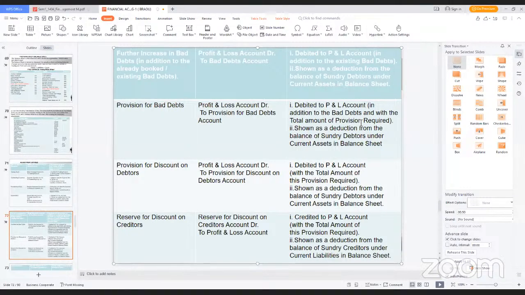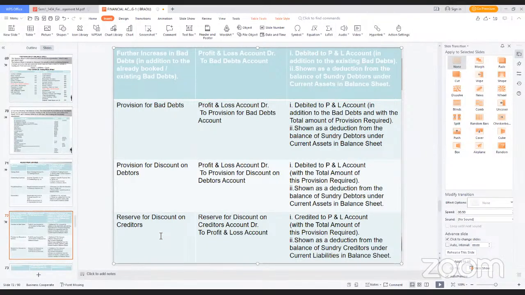And the second point, the same as with bad debts and provision for bad debts, how you make the treatment, here also you will do the same thing: shown as a deduction from the balance of the sundry debtors. We take sundry debtors because the provision you are giving is for the debtors. If it were creditors, you would have to deduct from the creditors. So that is a deduction from the balance of the sundry debtors under current assets in the balance sheet. You see here, the provision for discount is given. But next, what is given?